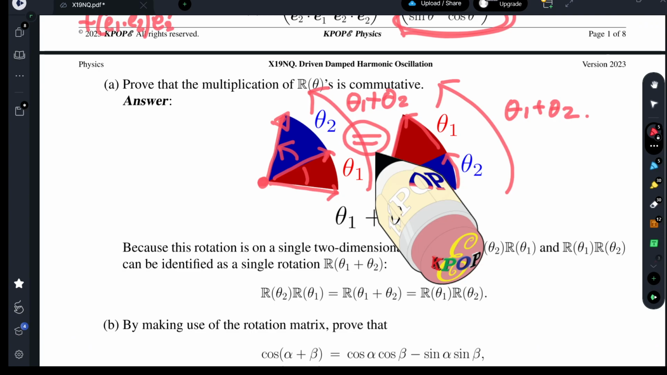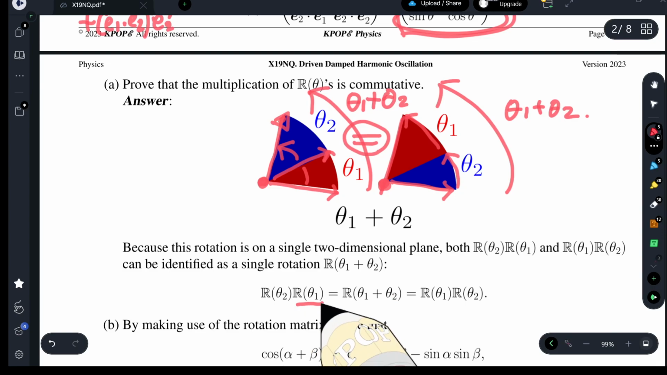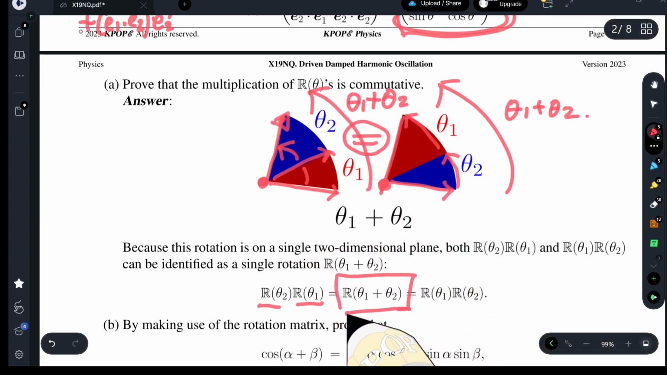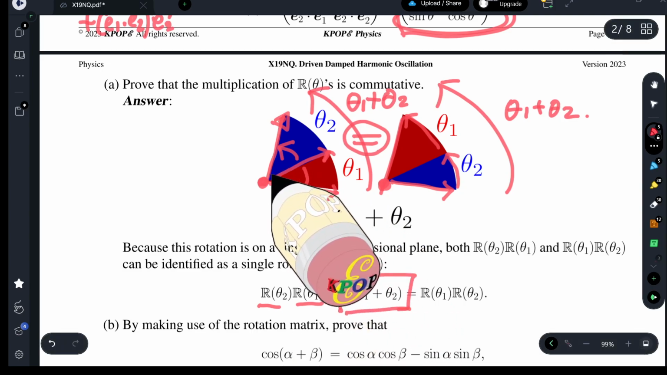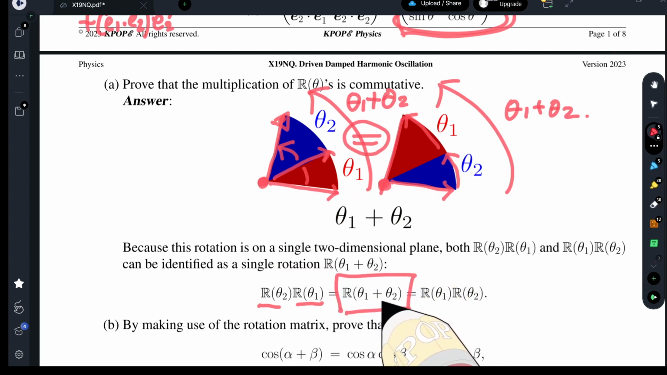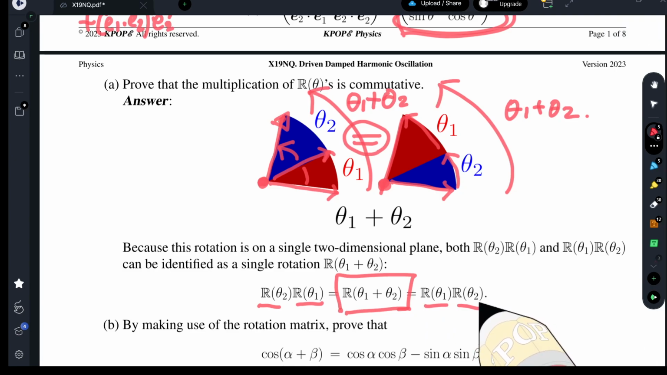As a result, if I rotate first by theta 1 and then theta 2, this whole process can be expressed as a single rotation matrix. Rotate this vector about the z-axis by theta 1 plus theta 2. That is equivalent to the product of two rotation matrices by theta 1 and theta 2, theta 2 first and then theta 1 next.